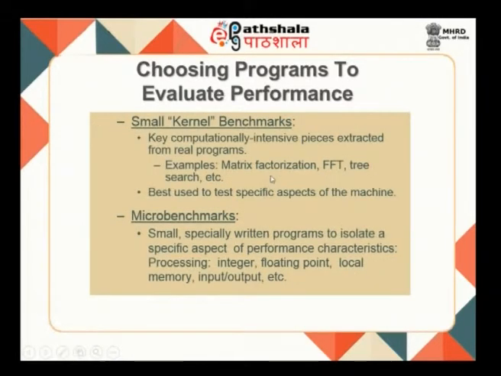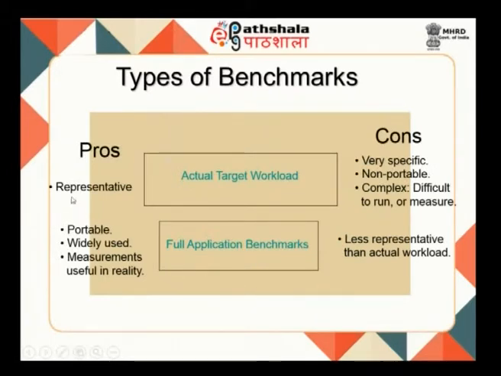The third category of programs is small kernel benchmarks. Here you look at key computationally intensive pieces extracted from real programs. For example, you can look at matrix factorization, FFT code, tree search, etc. This is best used to test specific aspects of the machine. And you also have what are called micro benchmarks. These are small, specifically written programs to isolate a specific aspect of performance characteristics like processing, integer, floating point, local memory, input output, etc.